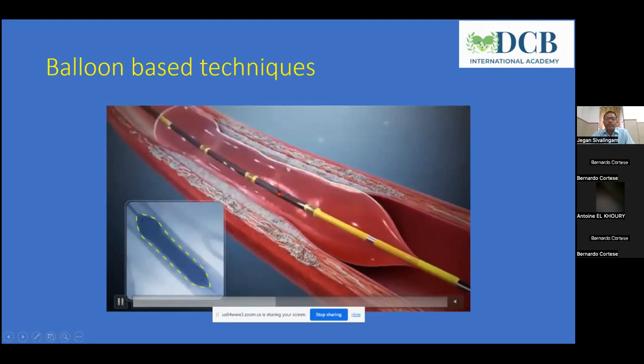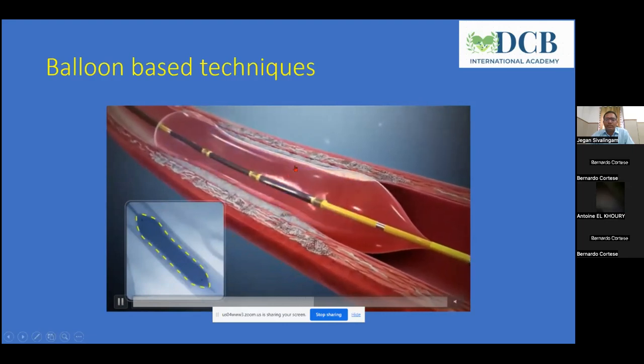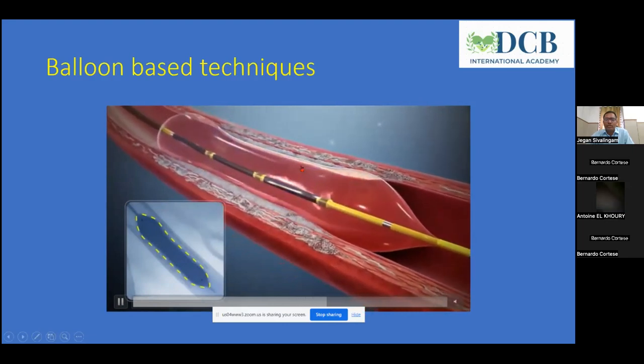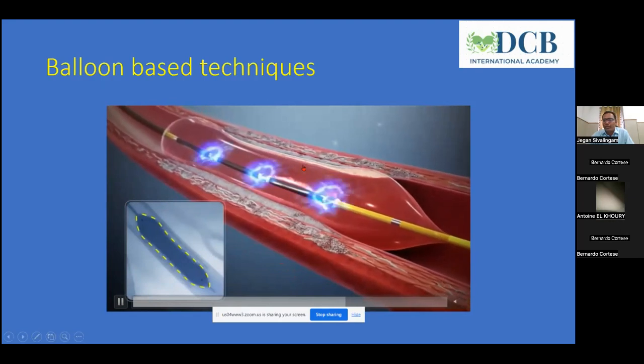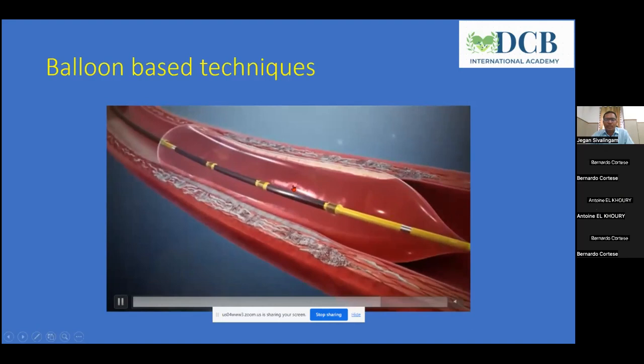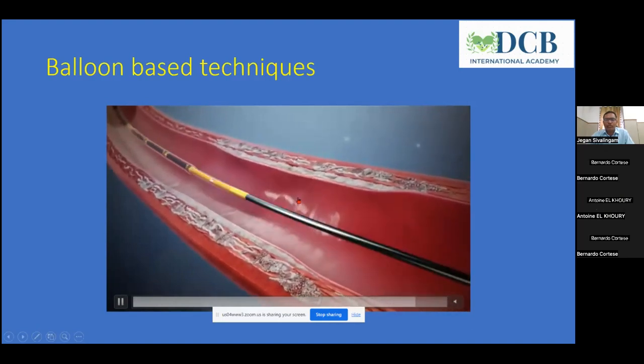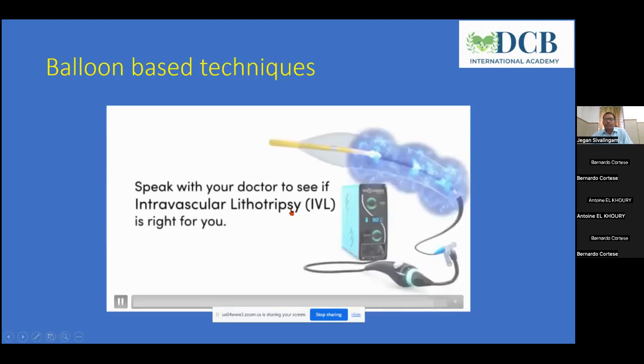When these supersonic pressures are created, they get transmitted through the medium of contrast and saline. One important point is there should be no air bubble inside this balloon. The preparation is very, very important because air impedes the energy from being effectively transmitted to the vessel wall. So we should be very careful that there is no air in the system.